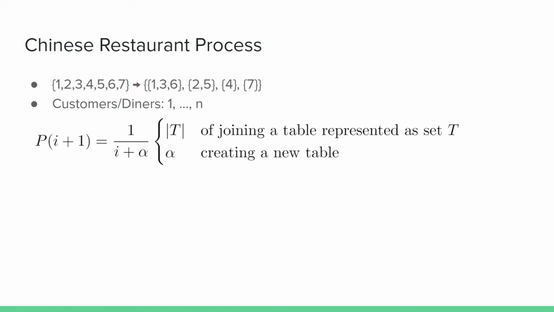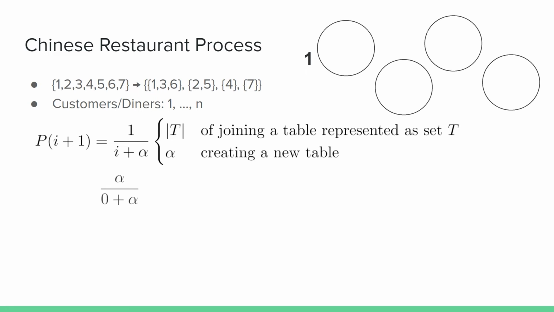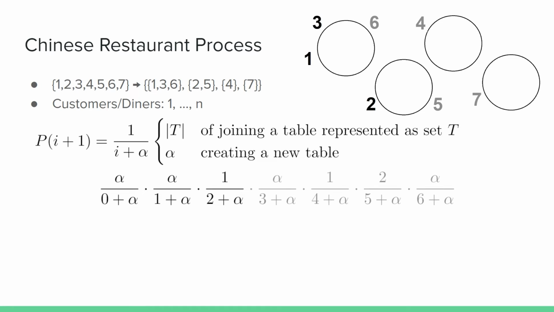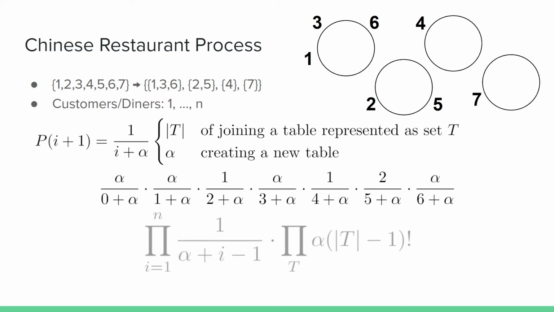So what's the probability of a given arrangement? Well, knowing that they came in order, we know Diner 1 had to choose a new table, Diner 2 also had to choose a new table, Diner 3 joined a table of size 1, and so on. Pause if you want to work out the pattern to this yourself, but a clear formula for the probability of a given partition is such. The denominator is a product of alpha plus i minus 1 for all customers, times the numerator, which is a product of alpha for the first seater and the product of every additional seater up to the cardinality of t minus 1 for every table set t.